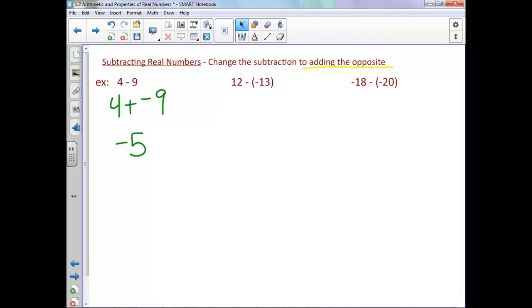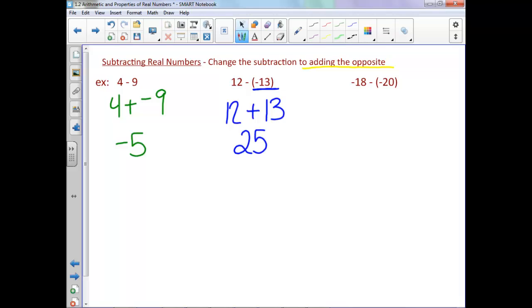For this middle one, we can change it to adding the opposite. The opposite of negative 13 is positive 13. And 12 plus 13 is 25. On this last one, it's the same idea. We'll have negative 18 plus the opposite of negative 20, which is positive 20. Different signs, so we subtract. 20 minus 18 is 2. The 20 was positive, so our 2 is positive.